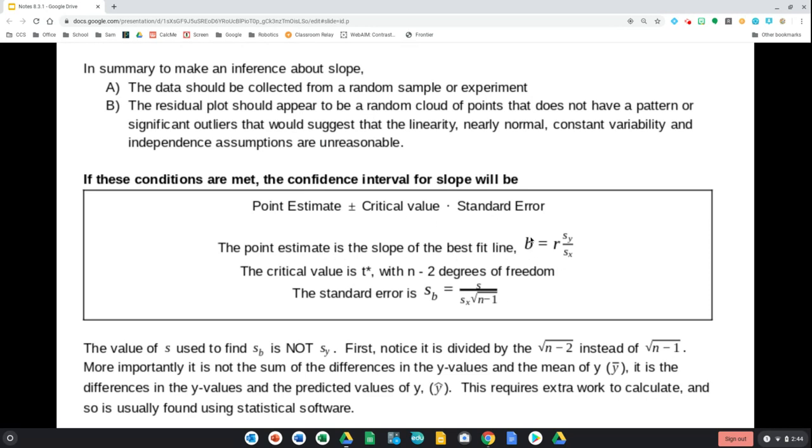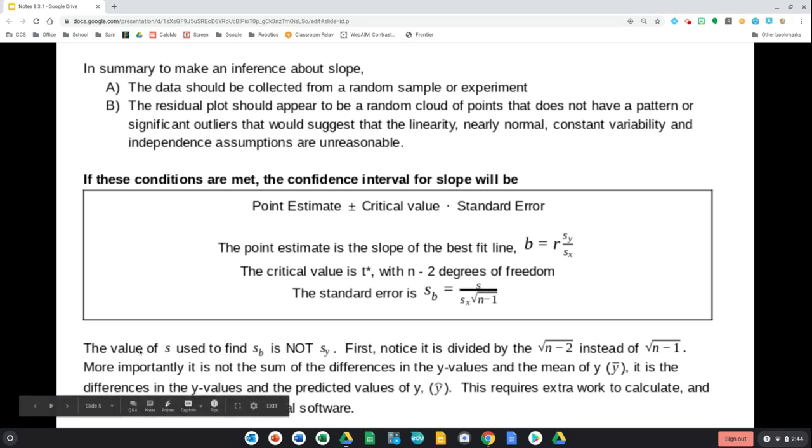And so the point estimate is going to be our slope that we've calculated before using this equation. The critical value is going to be a t-score with n-2 degrees of freedom. So if we have 20 samples, we would use 18 degrees of freedom when we would look it up on our t-chart like we've done before. And then the standard error is going to be given by that equation that we just talked about before.